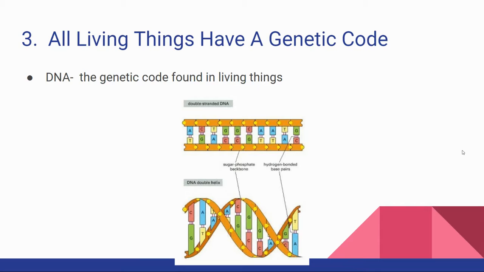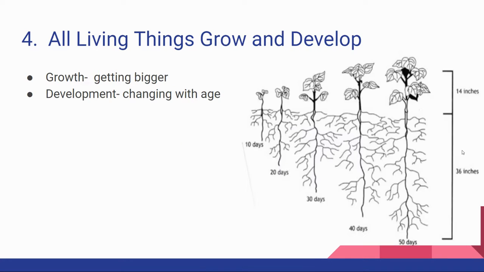Characteristic number three, all living things have a genetic code. DNA is a genetic code found in living things. Again, remember DNA is deoxyribose nucleic acid. Number four, all living things grow and develop. Growth means getting bigger. Development means changing with age.